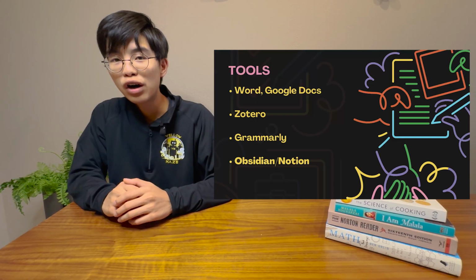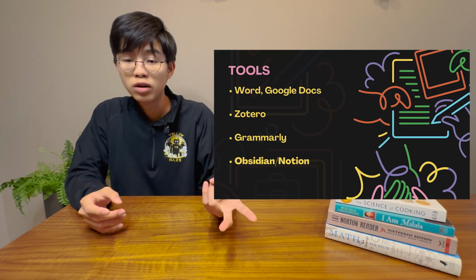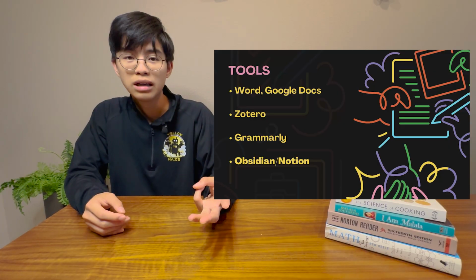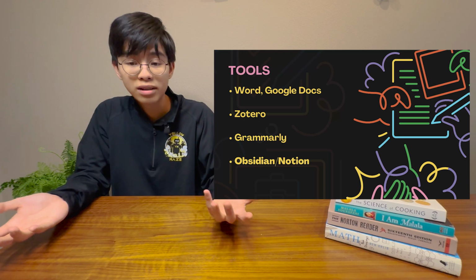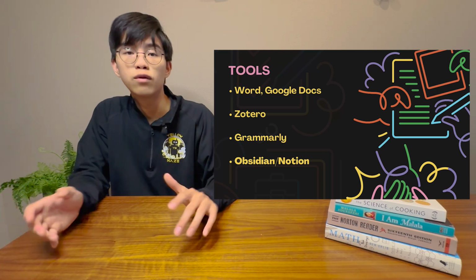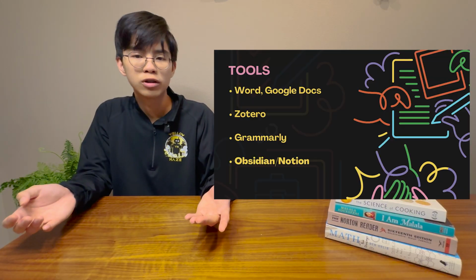And then here are some basic tools that you can use. Word and Google Docs for writing a research paper, Zotero, we talked about, to keep your sources organized, Grammarly, to keep everything grammatically correct, and also Obsidian, which we also talked about for organizing your thoughts, or Notion. I know a lot of people use Notion as well. But here are just some generic tools you can use.